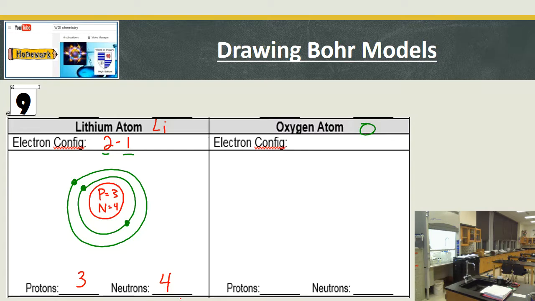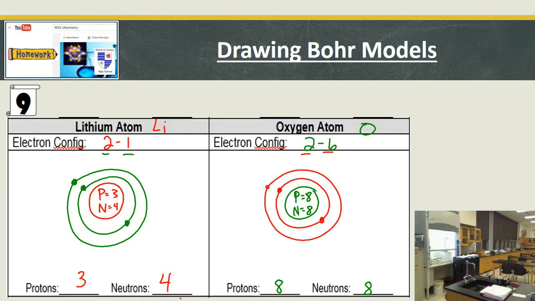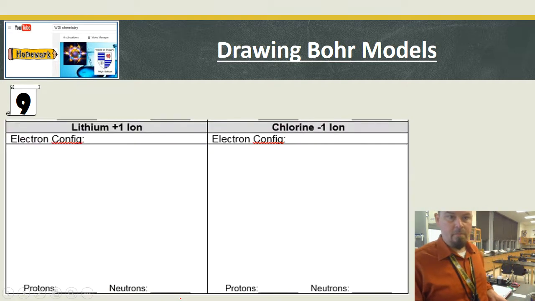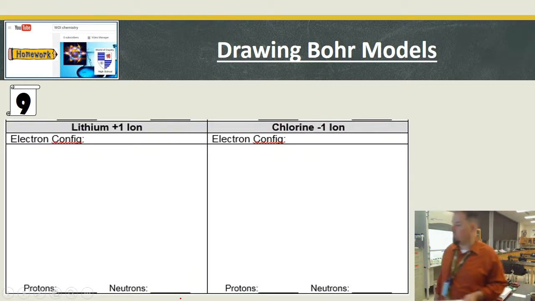Moving right on to oxygen. Oxygen is O. Electron configuration is 2, 6. He has 8 protons, a mass of 16, so 8 neutrons. P equals 8. N equals 8. There's my nucleus. And I have 1, 2 energy levels. That means 1, 2 rings. First ring gets 2. Second ring gets 6. And there is oxygen. I think we have 2 more and we'll be done. Ions. So lithium plus 1 ion.